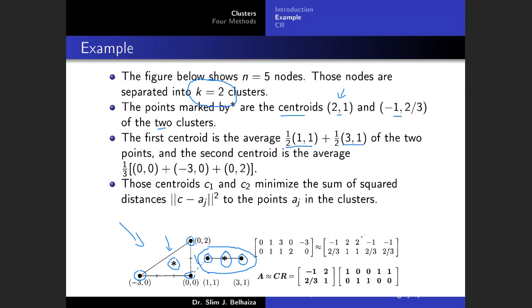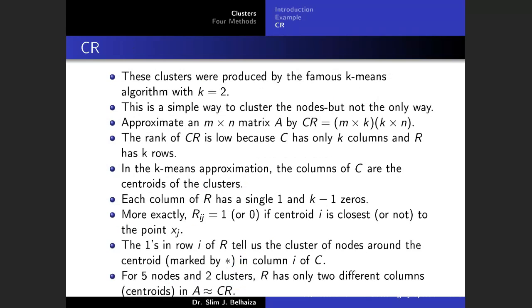In fact, these centroids, C1 and C2, do minimize the sum of the squared distances from the centroid to each one of the points in the cluster. Okay. Keep this in mind, I'll come back to it right now. These clusters were produced by the famous K-means algorithm with K equals 2. This is a simple way to cluster the nodes, but not the only way.